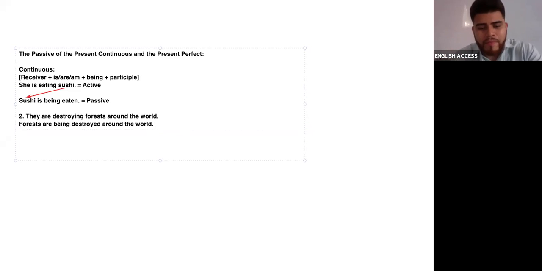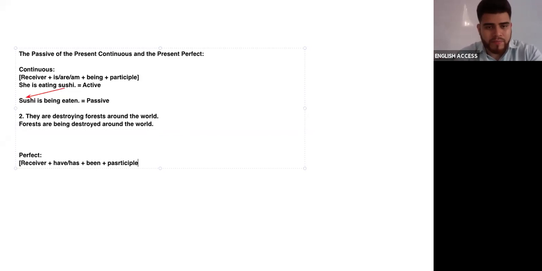And now the perfect form is a little different. All right. And Yasmin and Andres, they saw this yesterday, but since Jackie and Ismail, you weren't here, I'm going to explain this to you. In the perfect form, we have receiver, have or has, plus been, plus the participle. Plus the participle. Okay?